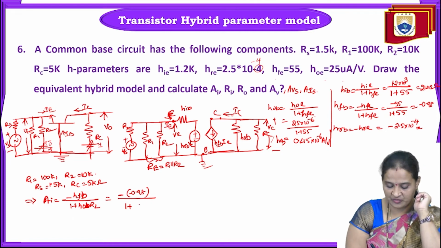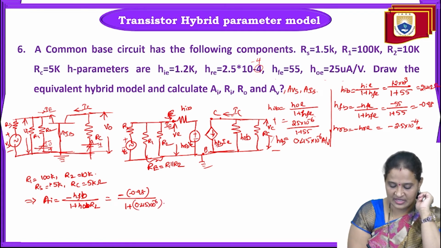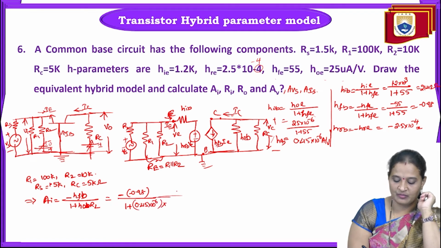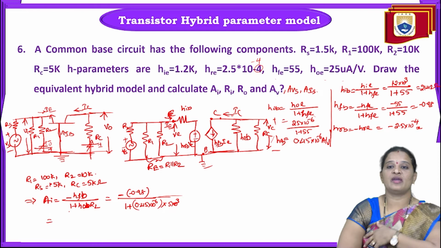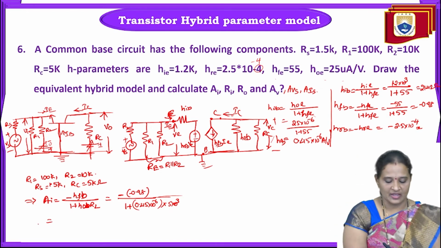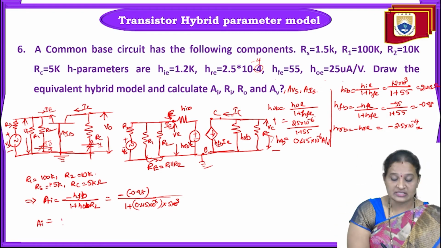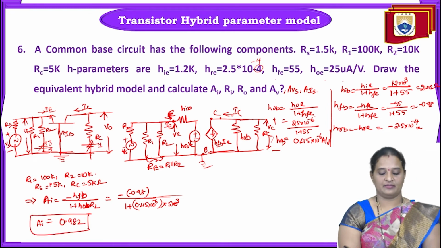Divided by 1 plus hob. What is the value of hob? 0.45 into 10 to the power of minus 6, into RC. What is the value of RC? That is 5 into 10 to the power of 3. If I calculate this value, I'll get the current gain AI as 0.982. This is the value of current gain.